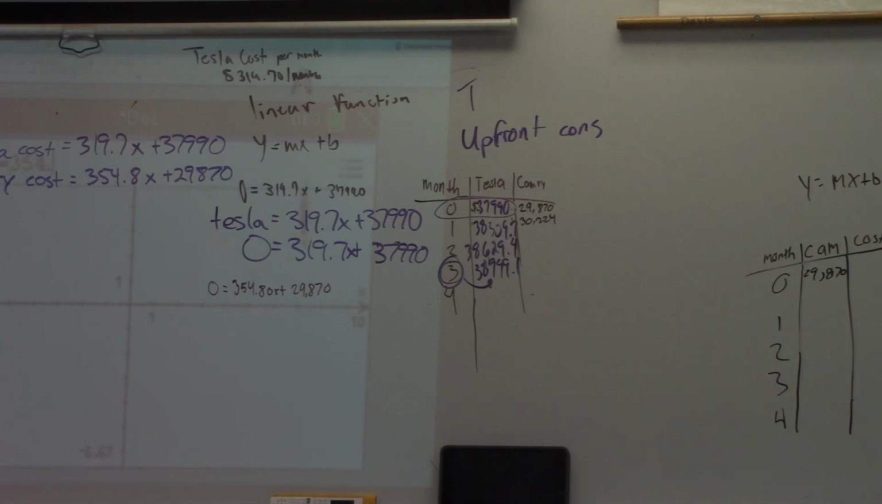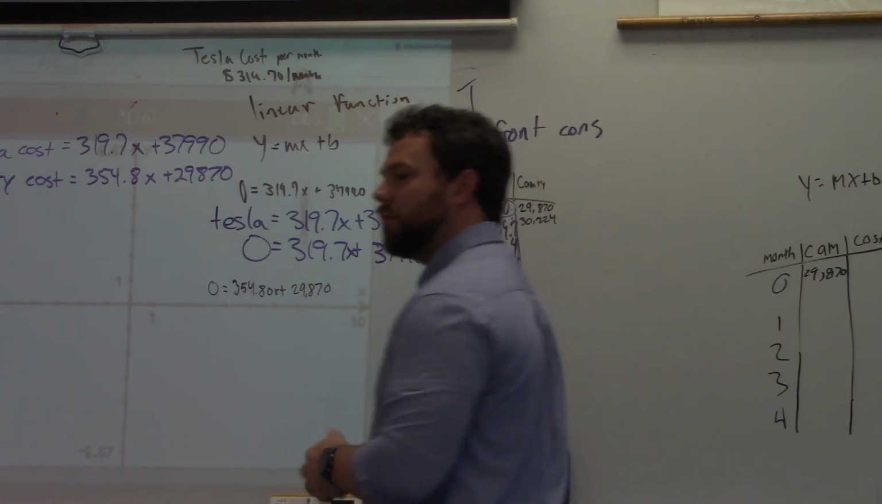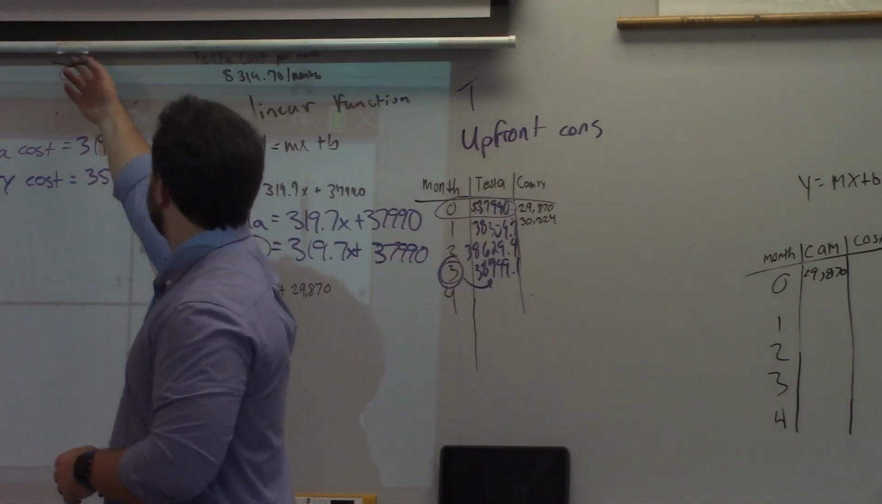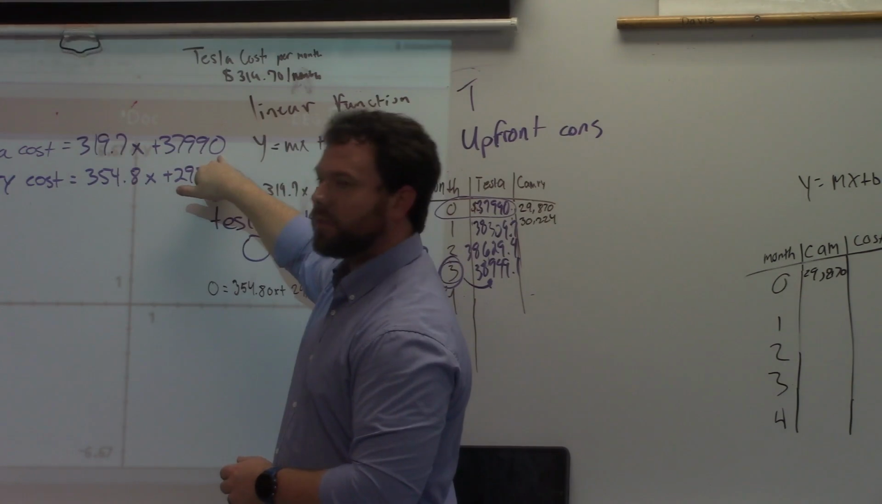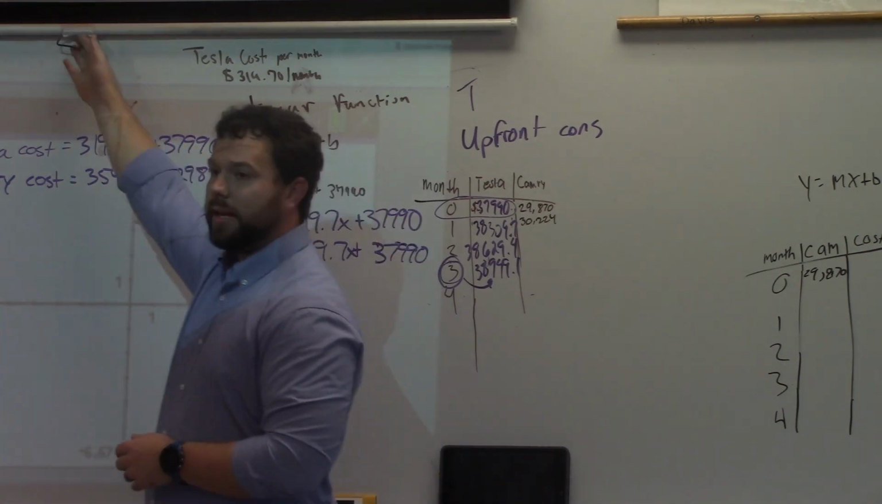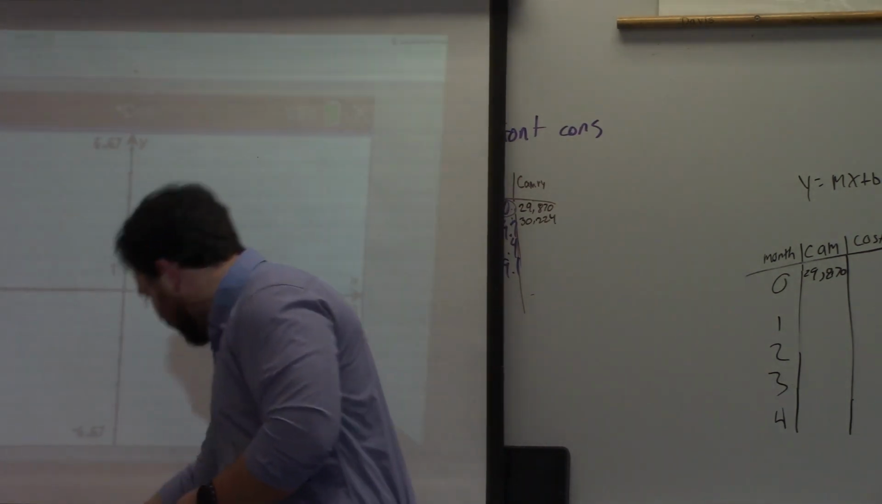354 point what? 8x plus 29,870. Man, I don't see a single thing on this graph. That means I messed up, right? No, you're gonna have to zoom out. Why would I have to zoom out? Because that window isn't big enough. I was saying, what's my y-intercept? It's 38,000? Yes. What's my maximum y right now?